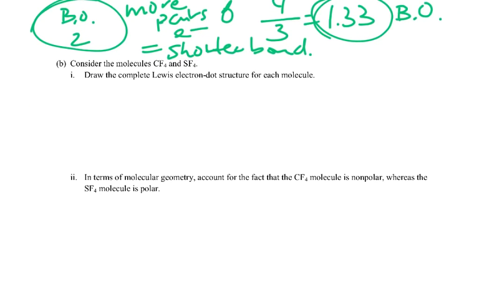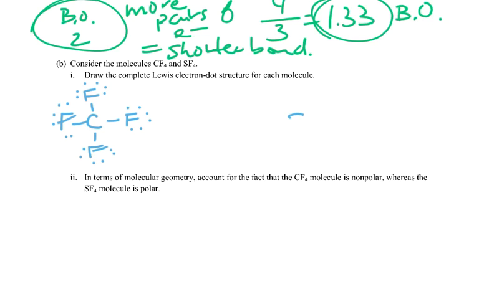Okay, consider these molecules, CF4 and SF4. Draw the complete Lewis dot structures for these. So, oops, I should have gotten C over here first. Carbon has 4 valence electrons. It's going to take 4 valence electrons to hook on those fluorines. Let's do the dots out here on the fluorines.